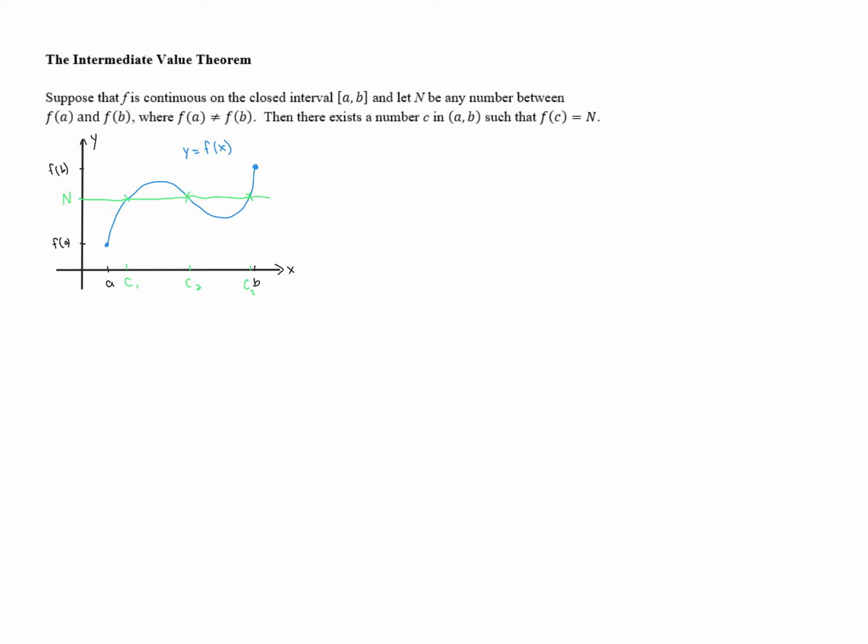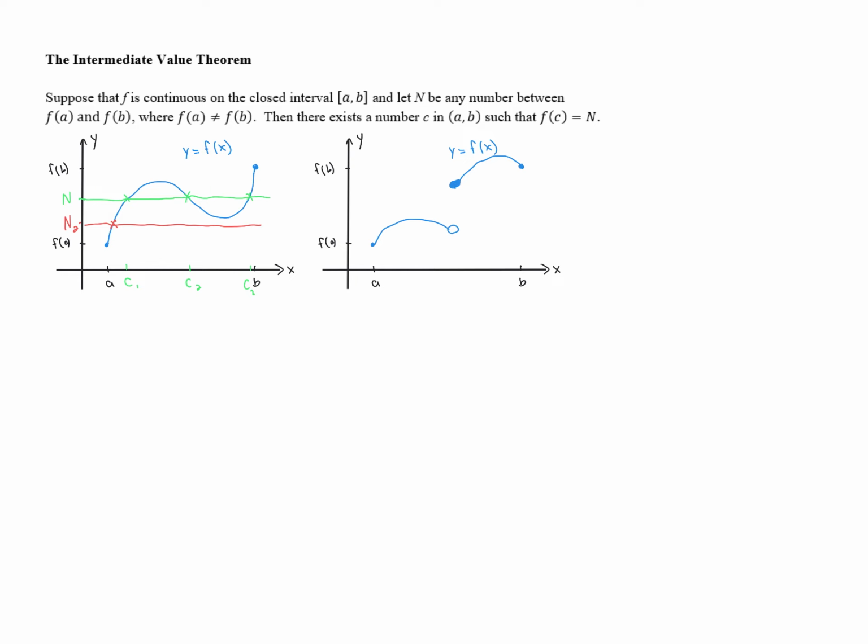Right? If we picked a second N value, I'm just going to call this N2, for example, in this case, we can see there's only one x value that gives us a function value of N2. So there might be more than one, but for any value of N between f of a and f of b, basically we know the function has to cross it at least once. And this is a property of the function being continuous, right? If we had a similar graph where the function was not continuous, this would not necessarily be true.